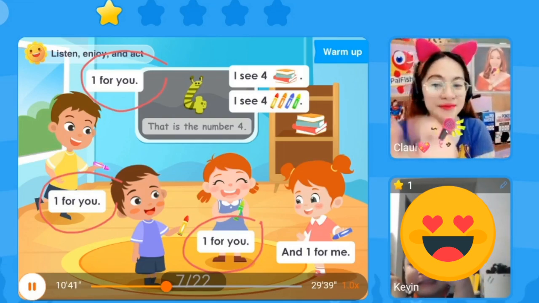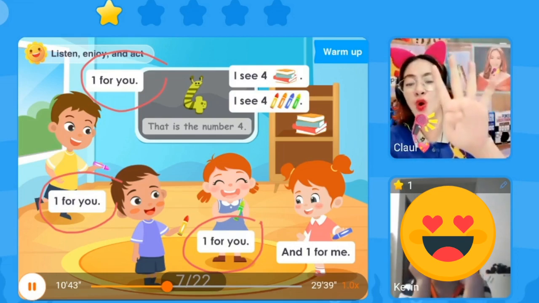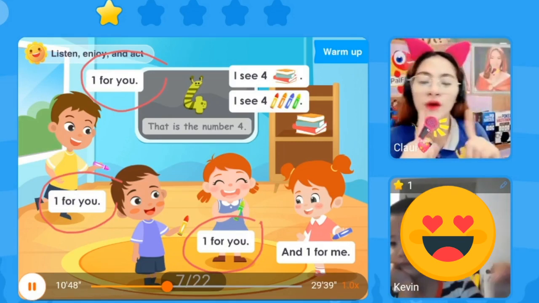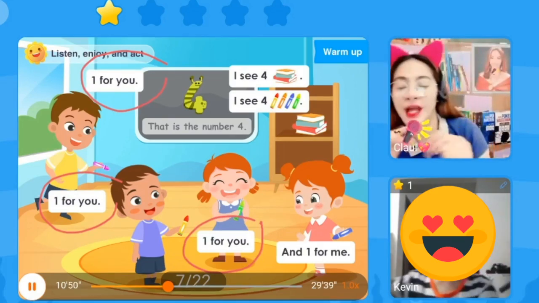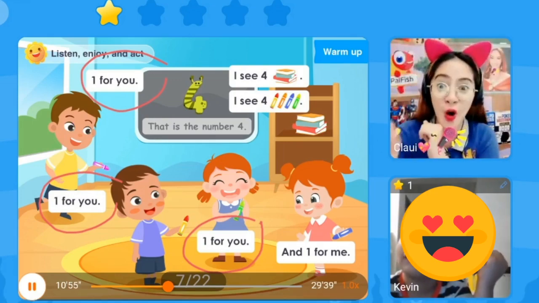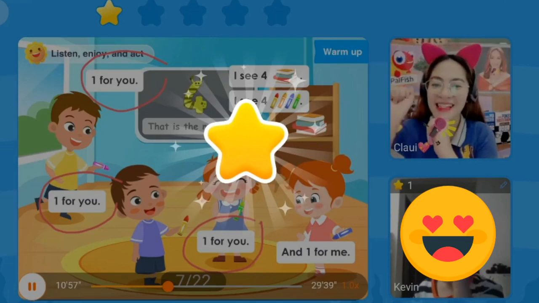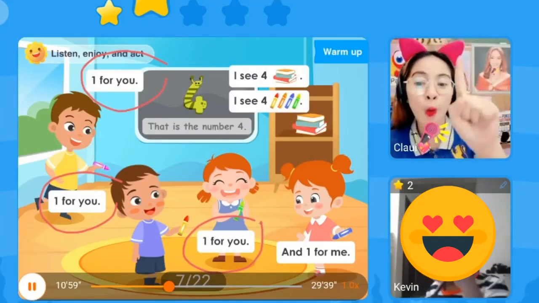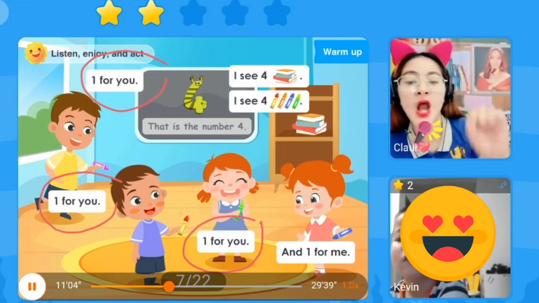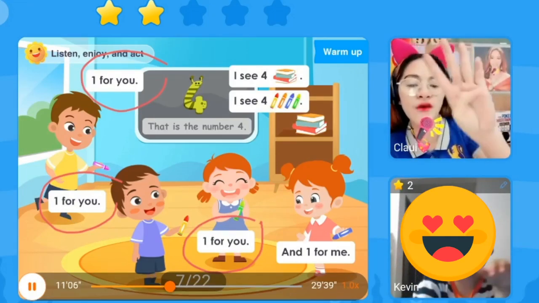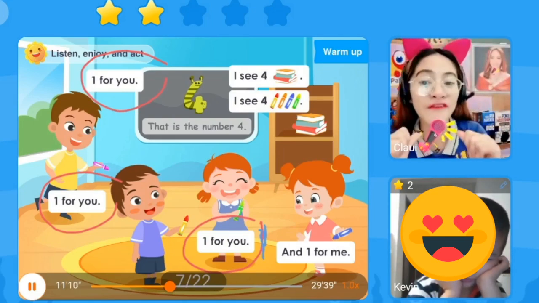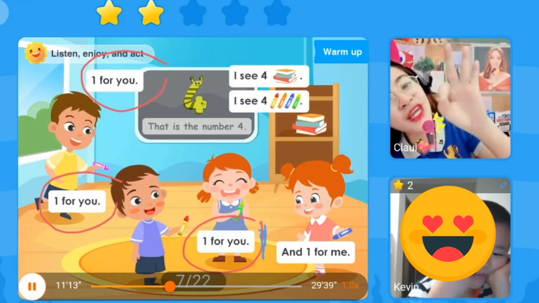Let's go. Number song. Four. Four, four, four. That is the number four. That is the number four. I see four books. One, two, three, four. I see four crayons. One, two, three, four. One for you, one for you. One for you and one for me. One, two, three, four.